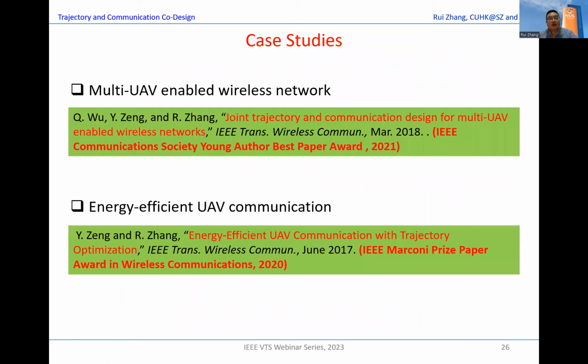Okay, so next, I want to quickly go through two examples, and you can see physically how we can design the UAV trajectory to optimize their communication. These two papers actually have quite a high impact in this area, I mean UAV communications, and they also won some recent awards in the IEEE Communications Society.